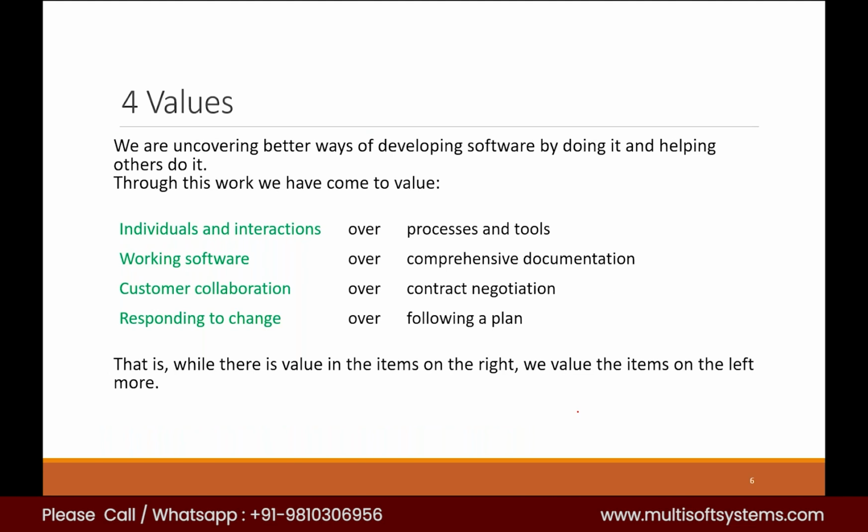So this is the statement, without any change, I just copied and pasted it here from the agilemanifesto.org, which says we are uncovering better ways of developing software by doing it and helping others do it. Through this work, we have come to value individuals and interactions over process and tools, working software over comprehensive documentation, customer collaboration over contract negotiation, responding to change over following a plan. That is, while there is value in the items on the right, we value the items on the left more.